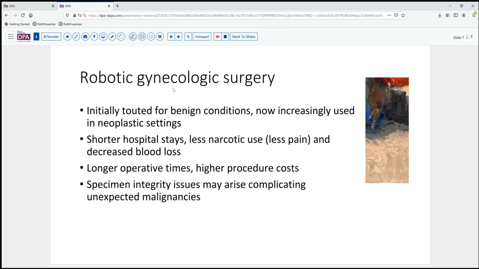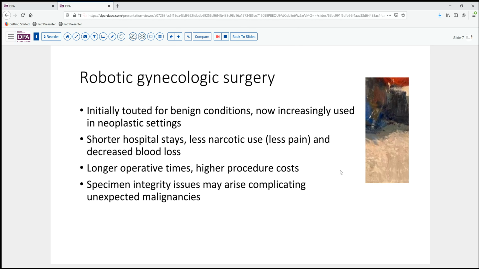to pursue robotic surgery. So there are a couple of things to understand about robotic surgery. Of course, it was initially touted most especially for benign conditions, but now is also used in a number of neoplastic settings. And there are several advantages to the patient as well as to the institution. Shorter hospital stays, lower pain levels, and therefore less narcotic use, and also decreased blood loss. However, there is the payback of longer operative times and therefore higher procedural costs. So these other savings have to be significant to countermand those.